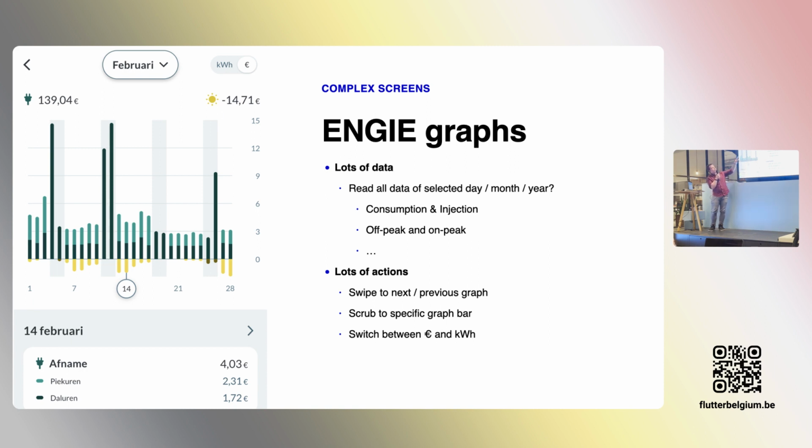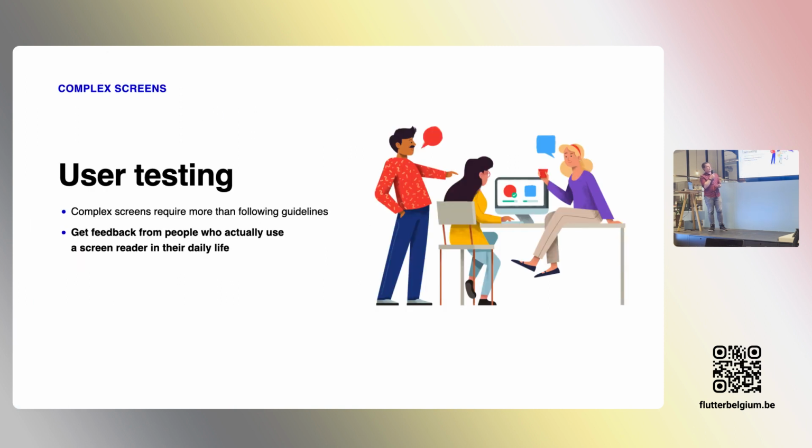And then also at the top, you have the Euro kilowatt hour toggle. I think you pronounce it that way in English, not sure. But yeah, lots of data and lots of actions on this screen. So how should we make this more accessible? Well, I could guess, and I could even try, but I would never know for certain if a blind person would be able to really know what's going on inside this graph. And for that, you should probably do user testing, because sometimes you need to do more than just follow guidelines.